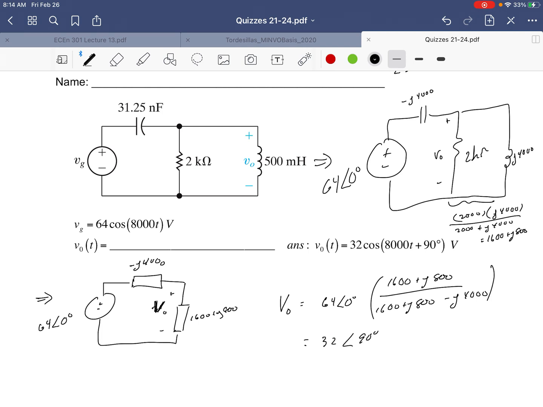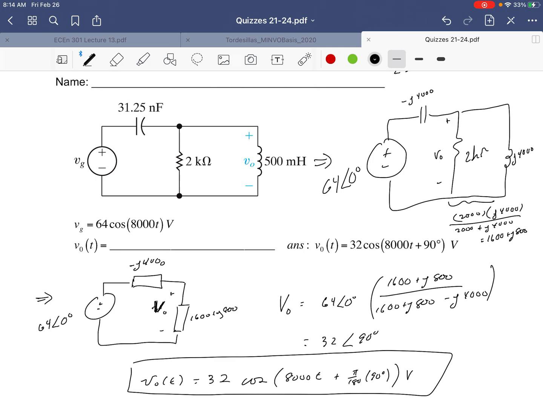Phase of 90 degrees. All right, so when I convert that into time domain then, V0 of t is going to be 32 cosine of, I'm going to use this same omega t, 8,000 t plus 90 degrees. And the units here are going to be the same units back here. This is the units of the 64. So it's in terms of volts. And there is the answer.